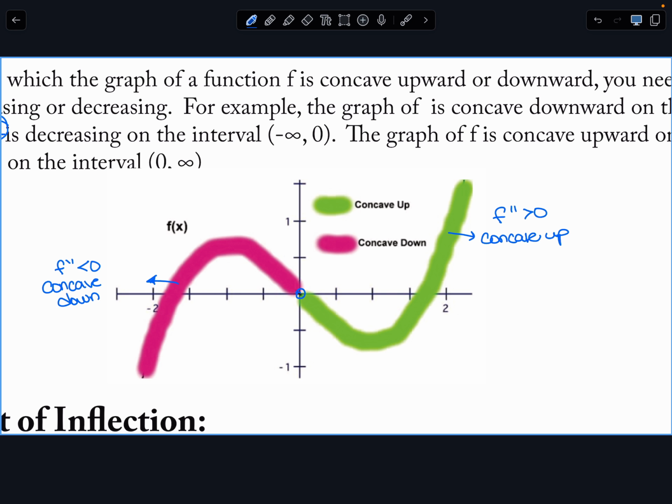At the middle point, where I change from concave up to concave down, or vice versa, we call this a point of inflection. And this is where my second derivative is either equal to 0 or does not exist.